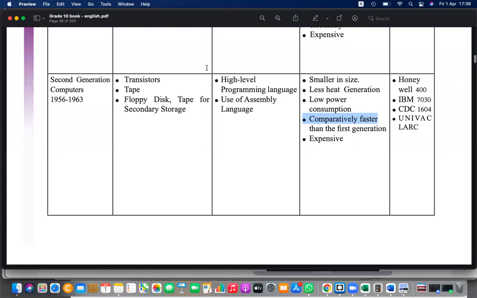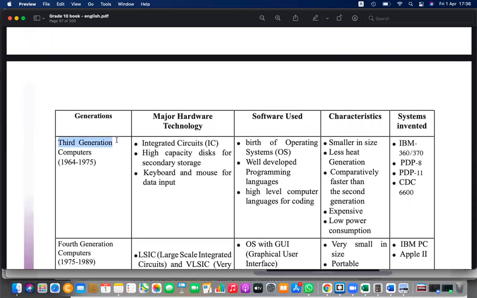So what is the third generation? What was the technology in the third generation? First generation vacuum tubes, second generation transistors. The third generation, any idea? Yes, integrated circuits, IC. A lot of transistors together created an IC. That is called an integrated circuit. That is the third generation.